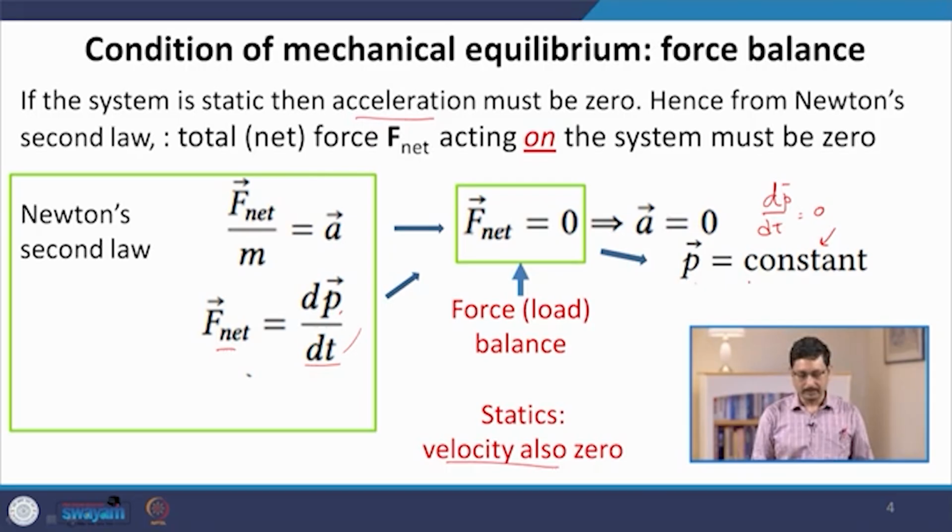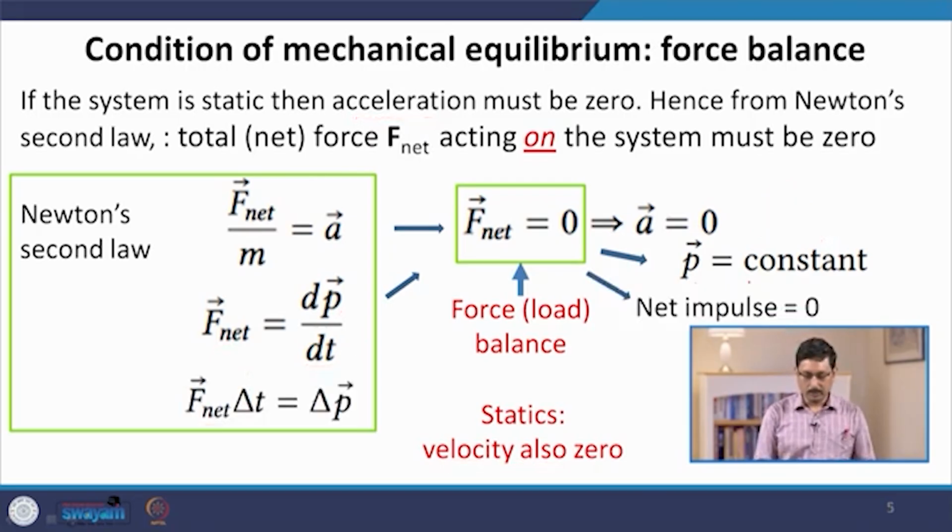I also want to point out that if we write down Newton's law in the third form, the total force acting over some time duration delta t, the product of the total force times this time interval represents the change of momentum. If the total force is 0, then it follows that delta p is 0, which means that again p is equal to constant.